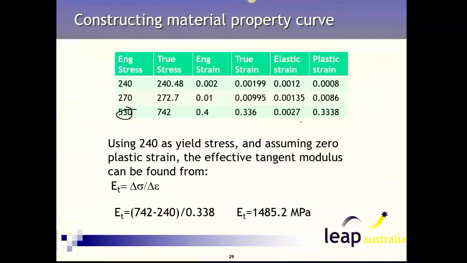So we generally ignore, or we can correct for, the elastic strain component when we're calculating our effective slope. Okay, so if we take the tangent modulus as the change in stress divided by the change in plastic strain, there's a bit of a typo here, I think. So we wind up with an effective tangent modulus.